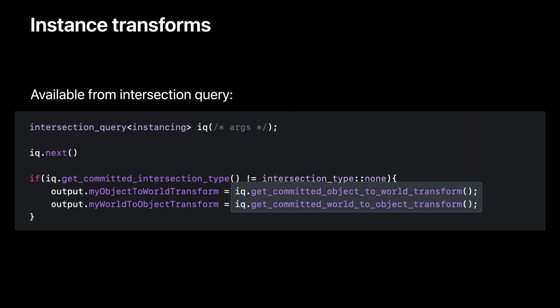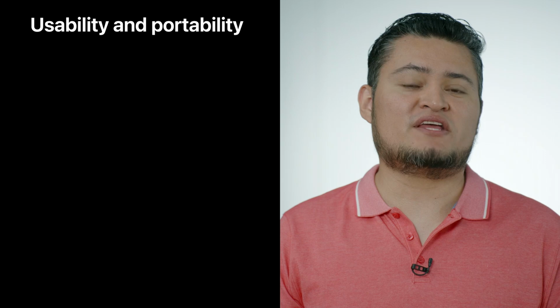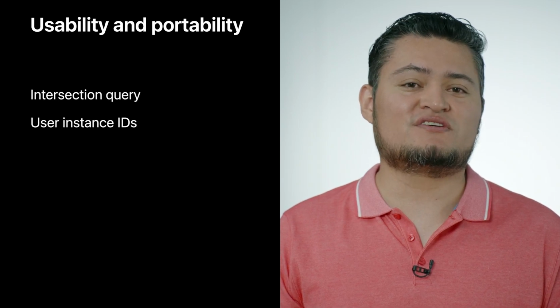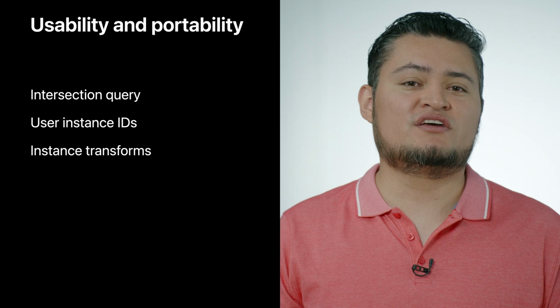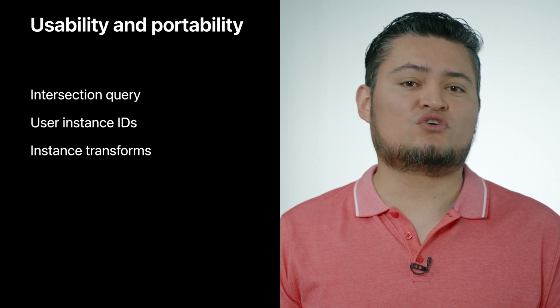To summarize, this year we're improving the usability and portability of Metal Ray Tracing API by introducing 3 new features. Intersection query comes as an alternative to intersector that provides more control over the intersection process.